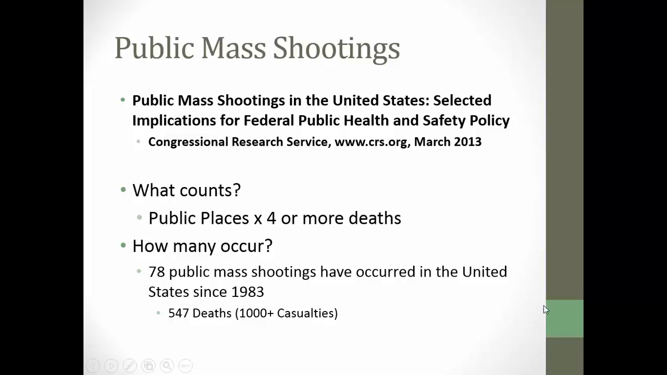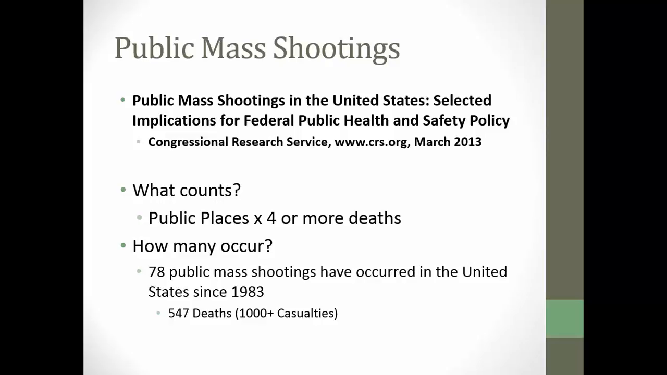The Congress in 2013 essentially made up a definition as a starting place, and that was that it had to occur in a public place and it had to result in 4 or more deaths. And that gives you a starting point, because then you can go back and count and say, well, how many of these things happen and when have they happened? Are they getting worse? Are they getting better?